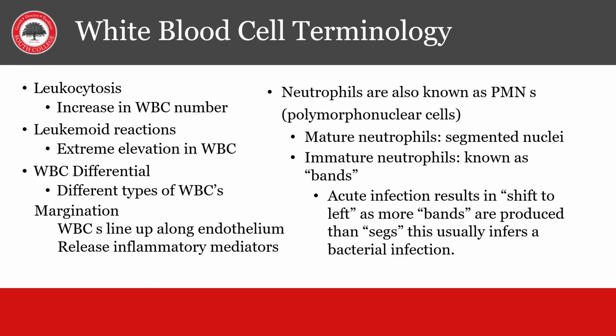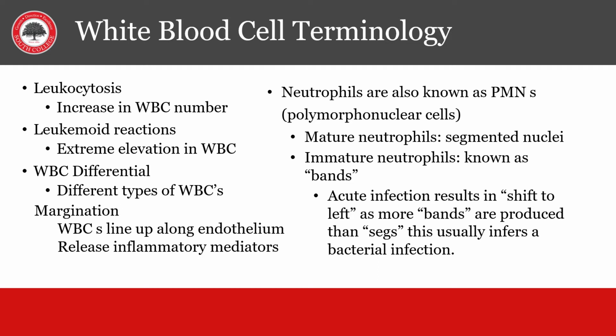Here are some important terms to know about white blood cells. Leukocytosis is an increase in white blood cell number. Leukemoid reaction is an extreme elevation in white blood cells. White blood cell differential helps determine what types of white blood cells are present in the blood. Margination is where white blood cells line up along the endothelium of blood vessels due to chemotaxis.